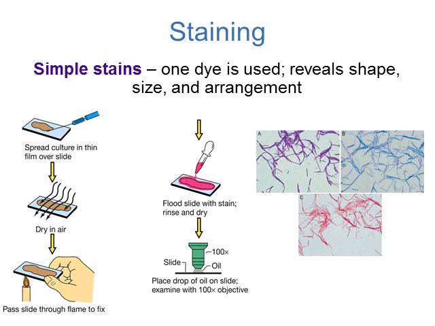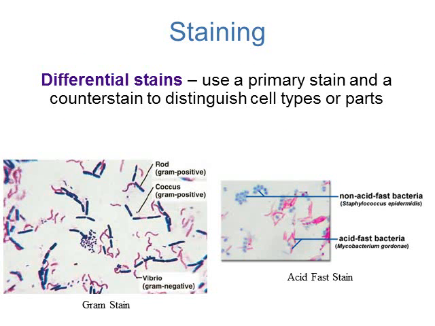Once you have your simple stains done and you feel comfortable with those, the other type of stains we're going to do are called differential stains. These stains are a little more complicated. They have more steps to them. You usually have a primary stain, and in addition to your primary stain, you can have a counterstain. This differential stain helps you distinguish between different cell types or different parts of your cell.